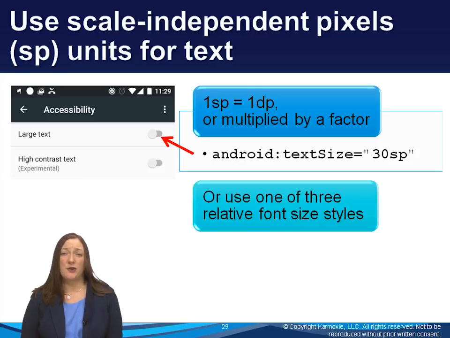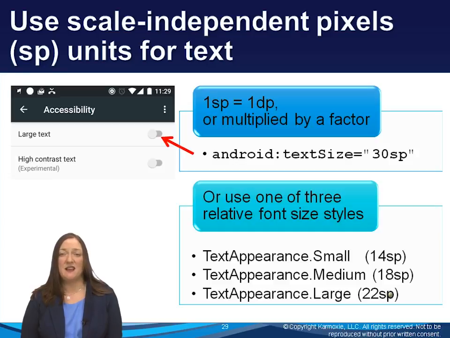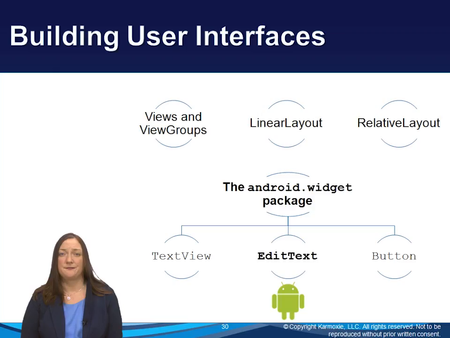Now, instead of putting 30 SP directly, you could use one of 3 relative font styles. Some choices here are text appearance small, and that is 14 SP, medium, which is 18, and then large, which is 22 SP. Again, the best practice for text is to use SP units because they can vary if the person has chosen that they want to work with accessibility, larger text.